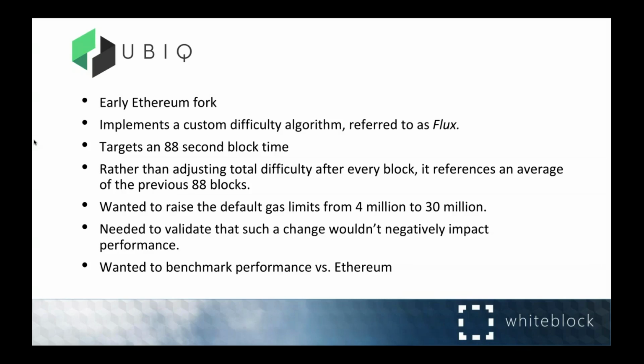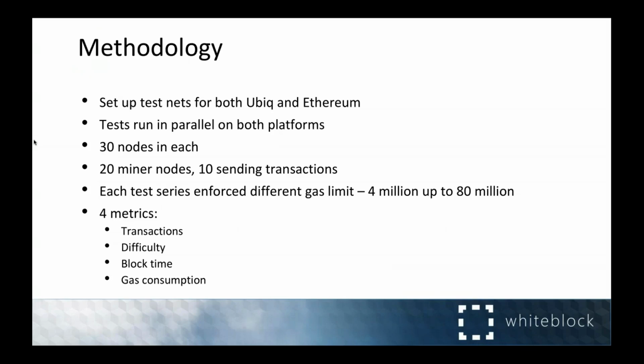They wanted to test and validate that they could raise their default gas limits from 4 million to 30 million, and that those changes wouldn't negatively impact performance. They also wanted to benchmark the performance of their difficulty algorithm against Ethereum's. So we set up testnets for both Vivit and Ethereum to run in parallel, 30 nodes in each network, 20 mining nodes and 10 sending transactions. Each test series enforced different gas limits, from 4 million all the way up to 80 million. The 4 metrics we paid attention to were transactions, difficulty, block time, and gas consumption.